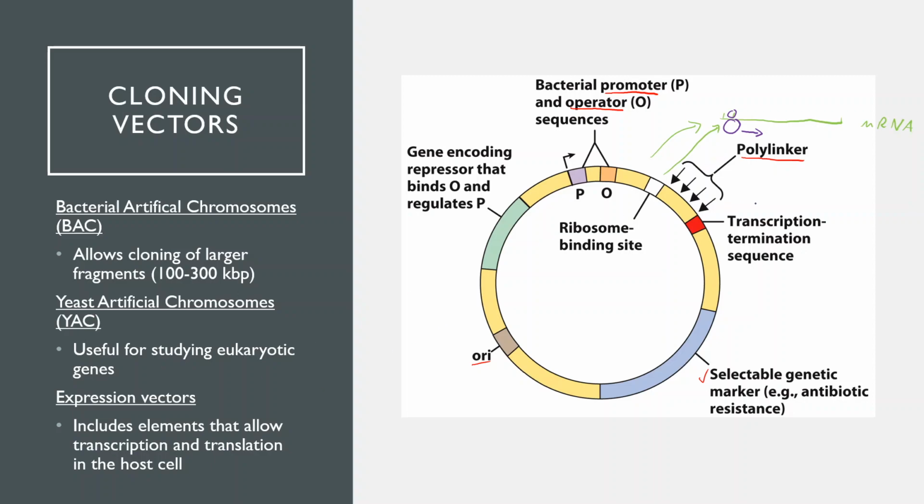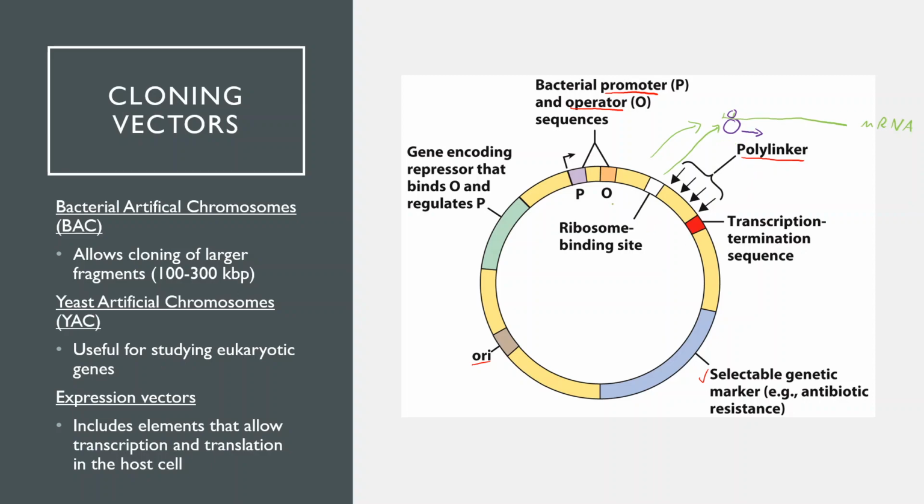And then the last thing that your vector needs is a transcription termination sequence. When the ribosome gets to the end of the mRNA, there has to be a sequence that the bacterial machinery will recognize as the termination region, where to stop. Not where the ribosome will stop, but where the RNA polymerase, which makes the RNA, should stop. Again, we'll talk about how transcription and translation work in more detail later.